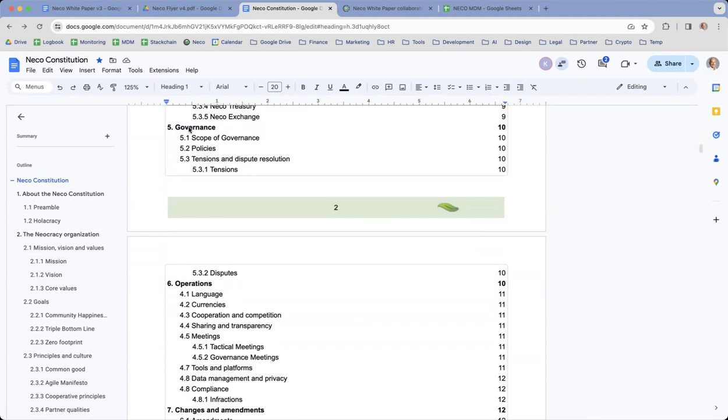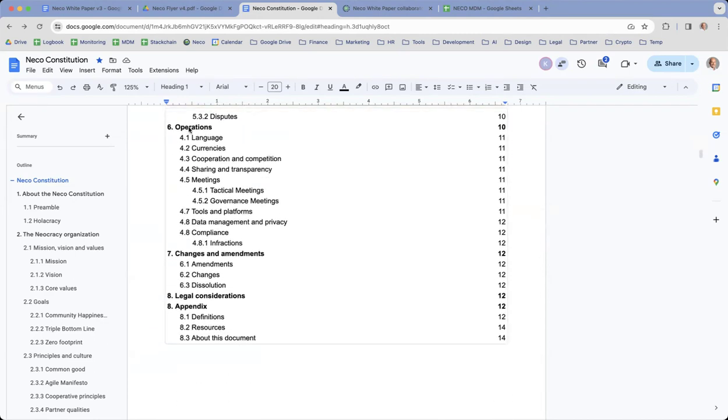This section describes, for example, policies, how all of our processes have to be documented in policies, how we make changes in the organization, and how we deal with tensions and disputes within the organization.